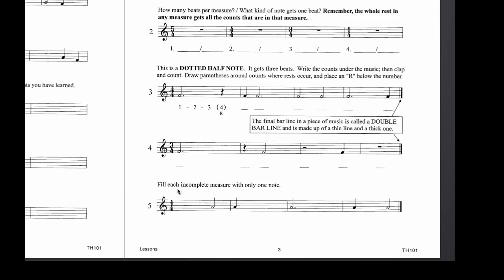For number 5, fill each incomplete measure with only 1 note. You can choose to use a quarter note, a half note, or a whole note. Good luck!